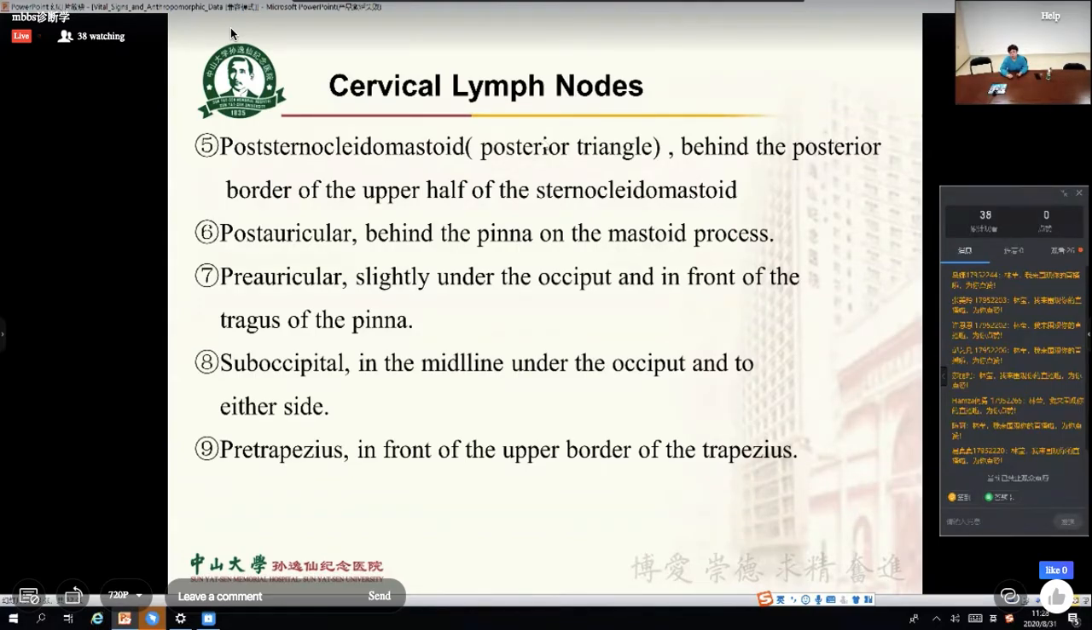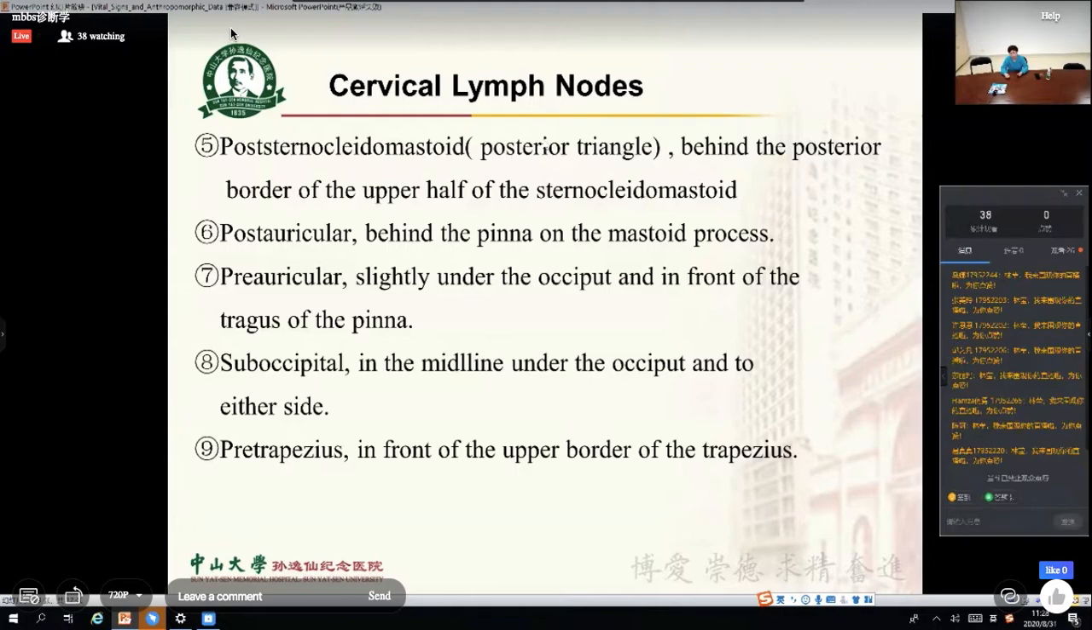And also, we need to examine the post-auricular region. Post-auricular, behind the pinna, over the mastoid process, behind your ear. These are the post-auricular group of the lymph nodes. And also the pre-auricular group, slightly under the occiput, in front of the tragus of the pinna. This is the pre-auricular, okay?